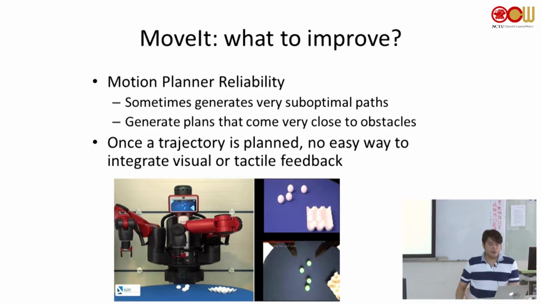The other important thing to be improved is that currently, when the planner plans a trajectory, there is no easy way to replan it. You assume that your environment is static, that nothing really changes while you plan this trajectory. But in reality, it's not always true. Currently MoveIt does not integrate very well with visual or tactile feedback.